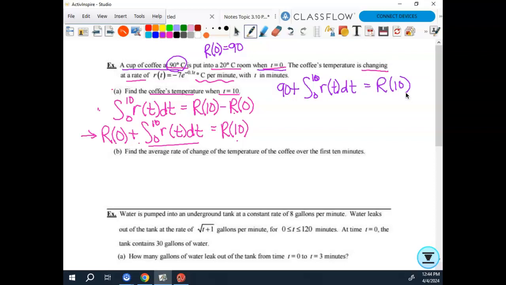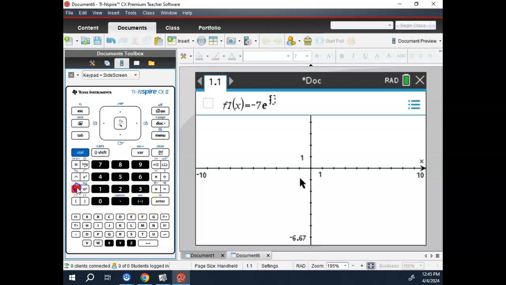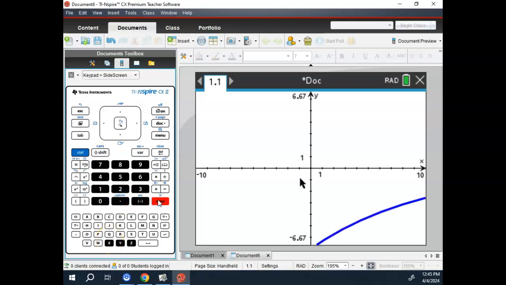So I'm going to go to my calculator, and I'm going to go to my graph. I'm going to add a graph, and I'm going to type in that equation. I lost my piece of paper. Crap. Did I? Oh, it's right here. All right, so when you're using the negative sign, make sure you use the one next to enter. Don't use the minus sign. Negative 7e to the negative 0.1x, I think. So that's what we get. Yep.